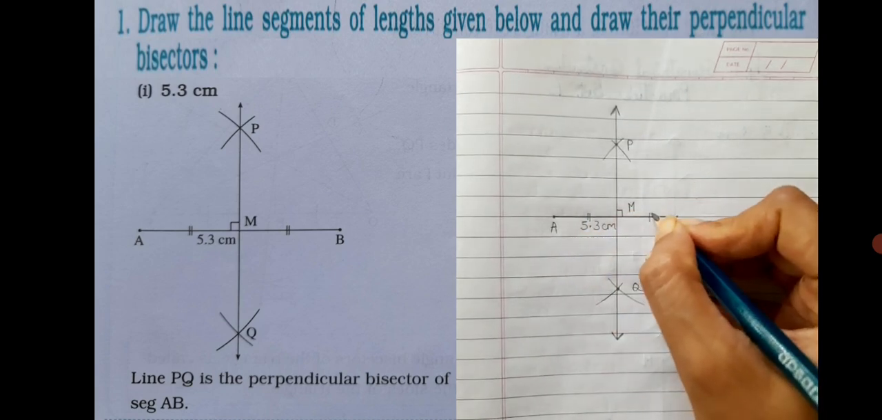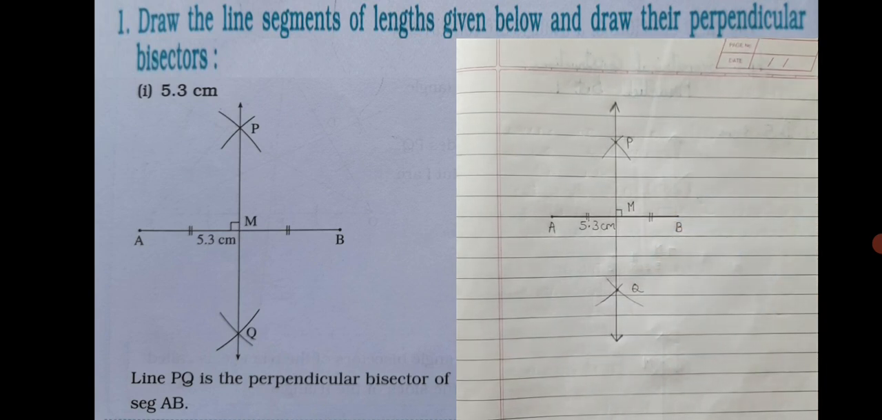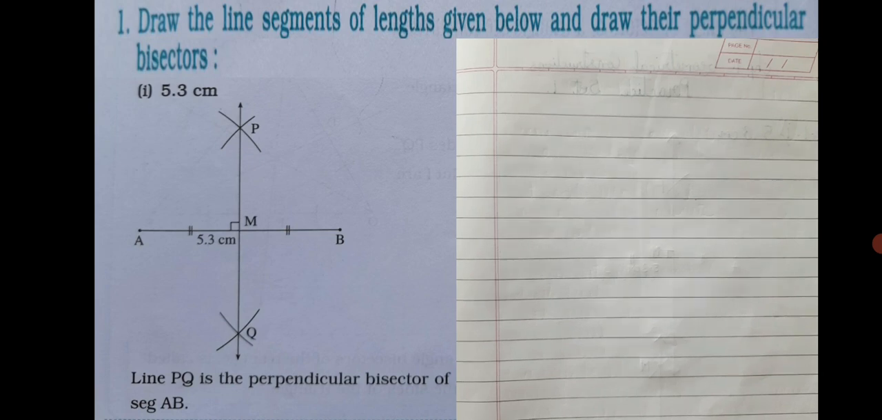And this sign tells us that the segment is divided equally. So the sign of equality, that means seg AM, the measurement of AM is equal to MB or BM. Okay, so seg AB has been divided equally by the perpendicular bisector PQ. So write your answer finally. Line PQ, as shown here, line PQ is the perpendicular bisector of seg AB. Let's move on to second question.